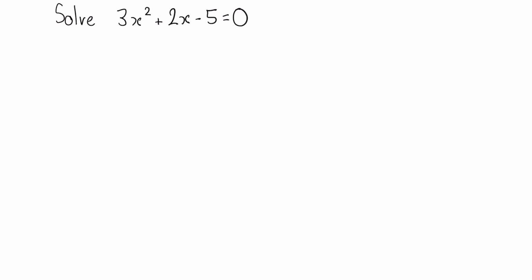Okay, so today we're going to learn how you can use the quadratic formula to solve any quadratic equation. Here we have 3x squared plus 2x minus 5 is equal to 0. So before we get to solving, let's just write down the quadratic formula.